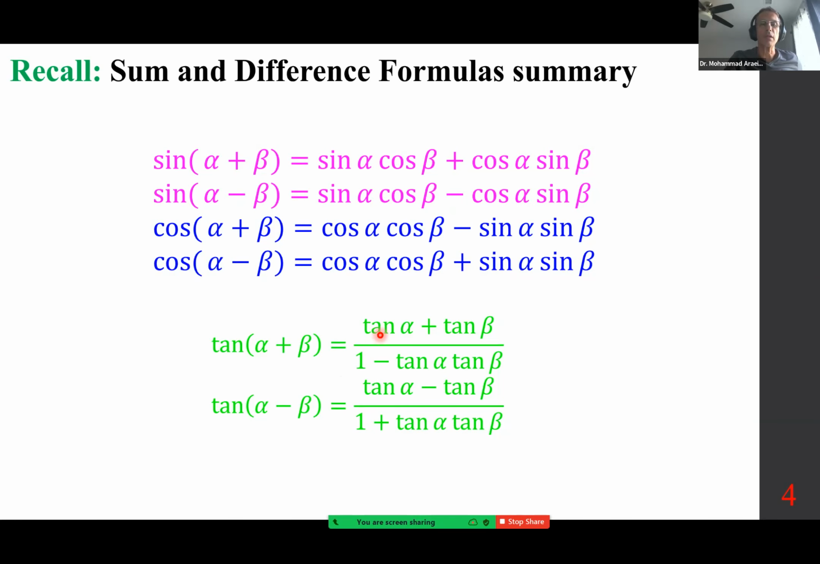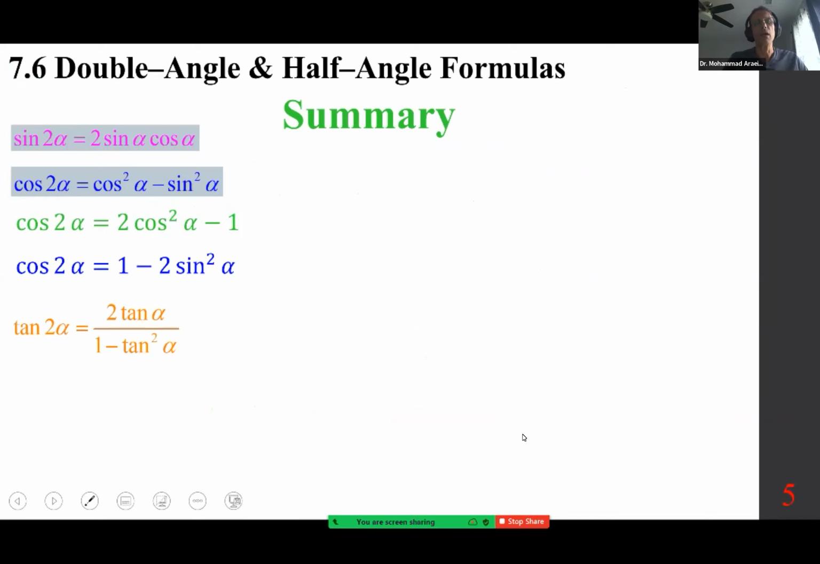Tan of alpha plus beta is tan alpha plus tan beta over 1 minus tan alpha tan beta. If we go with tan of alpha minus beta, the sign at the top and at the bottom both change. So it becomes tan alpha minus tan beta over 1 plus tan alpha tan beta. Now, for the double angle and half angle formulas, I'm going to give you the summary, and then we will look at the proofs. For example, sine of 2 alpha is 2 sine alpha cosine alpha.